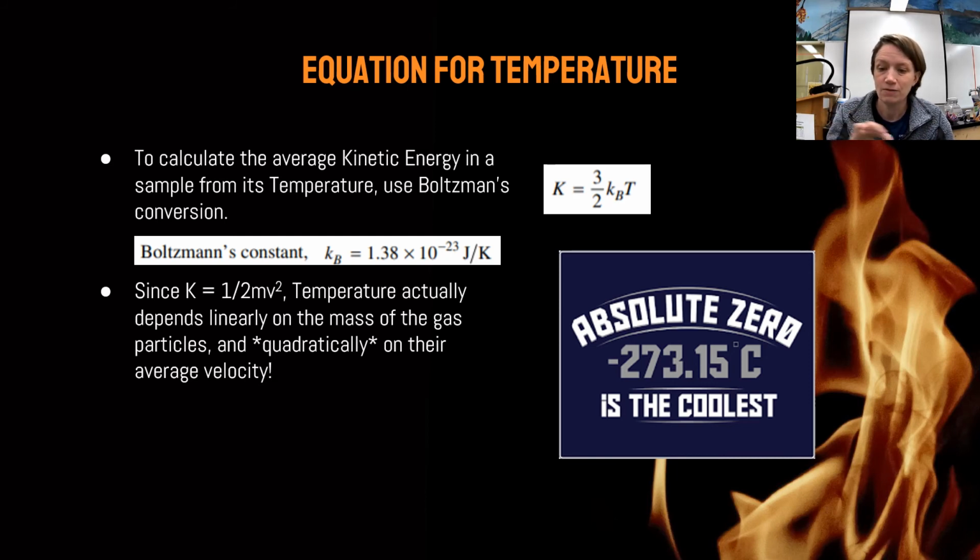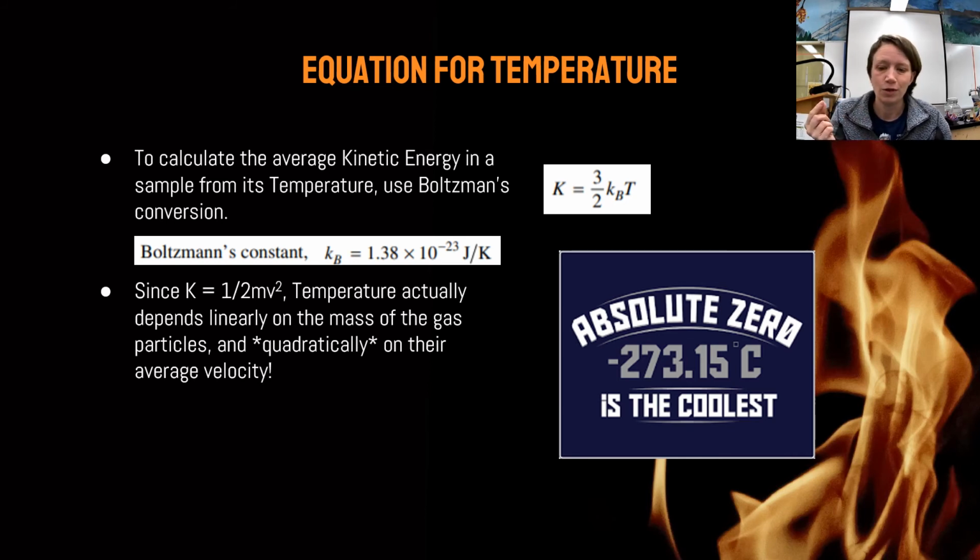So if I have two samples of gas that are identical in motion and in everything except for one of them has twice as much mass, the temperature of the sample with more mass is going to be twice as high because each of those particles has twice as much energy. So when it hits the container wall, it's going to exert twice as much force and it's going to be twice as energetic.